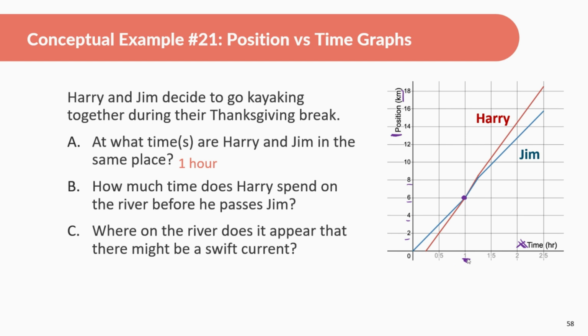How much time does Harry spend on the river before he passes Jim? Okay, so this is Harry in red here. I believe that's red. I am colorblind, so this is sometimes confusing for me. So this is Harry. And we can see that he's always kind of behind Jim. At half an hour, Jim is all the way up here while Harry's over here, and always he's behind. However, at this 1 hour mark, it seems that they meet, and actually Harry gets in front of Jim. So how much time does Harry spend on the river before he passes Jim?